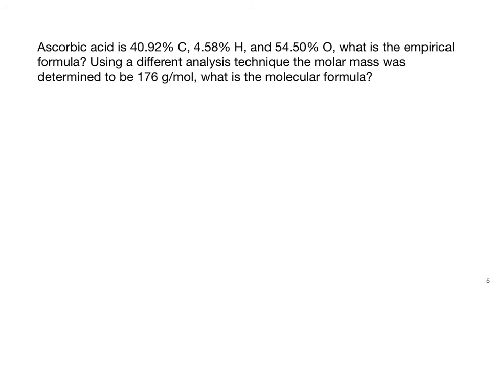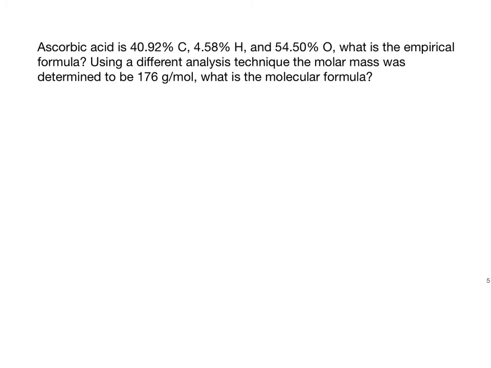In this example, we're going to look at ascorbic acid. Ascorbic acid is 40.92% carbon, 4.58% hydrogen, and 54.50% oxygen. We want to calculate the molecular formula. Then, using a different analysis technique, the molar mass was determined to be 176 grams per mole. What is the molecular formula? In this case, it is going to be relatively simple.